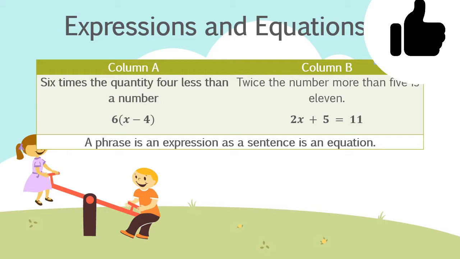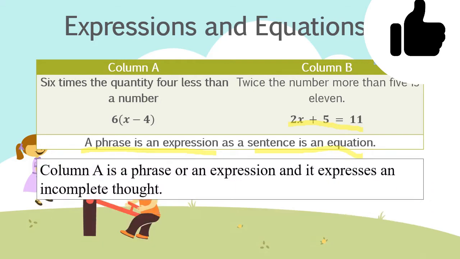While column B says, twice the number plus 5 is 11. That will be 2x plus 5 is equal to 11. Remember, a phrase is an expression, as a sentence is an equation. Let's find out which of the two columns is an expression and which is an equation.